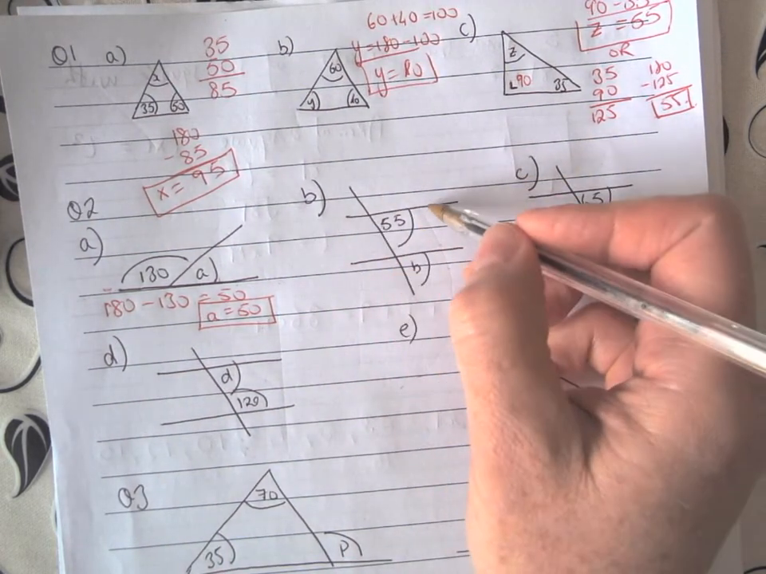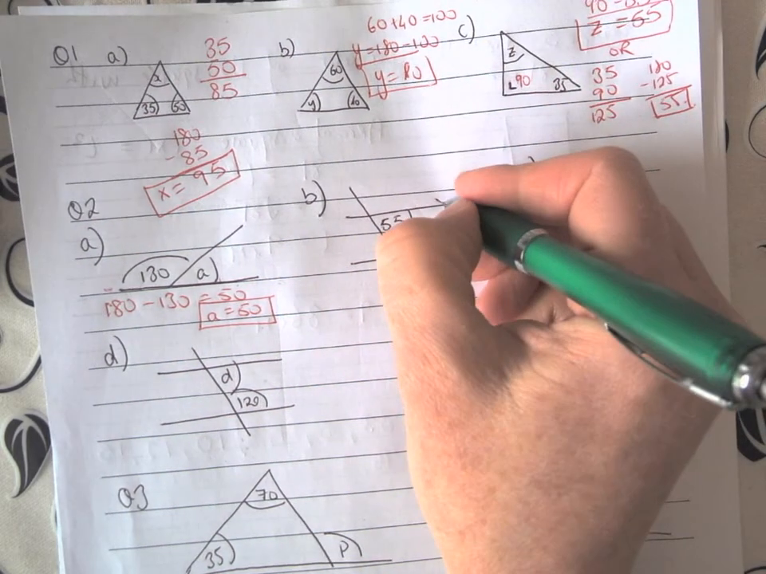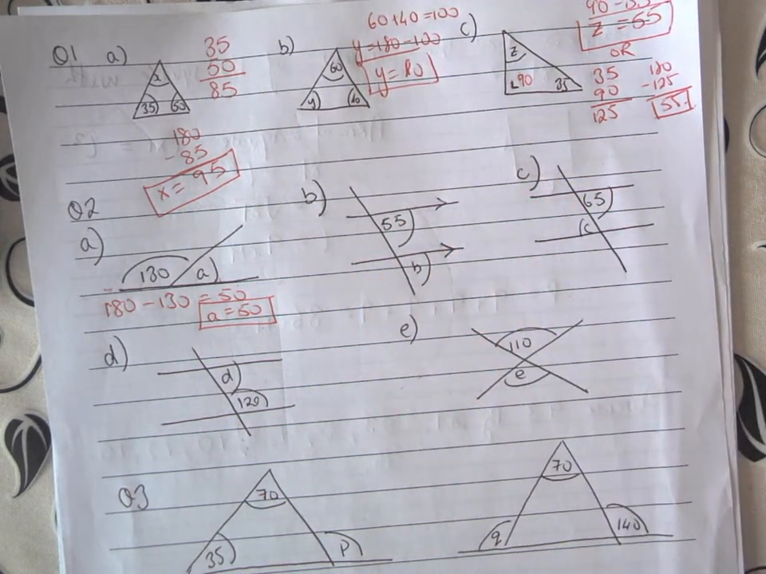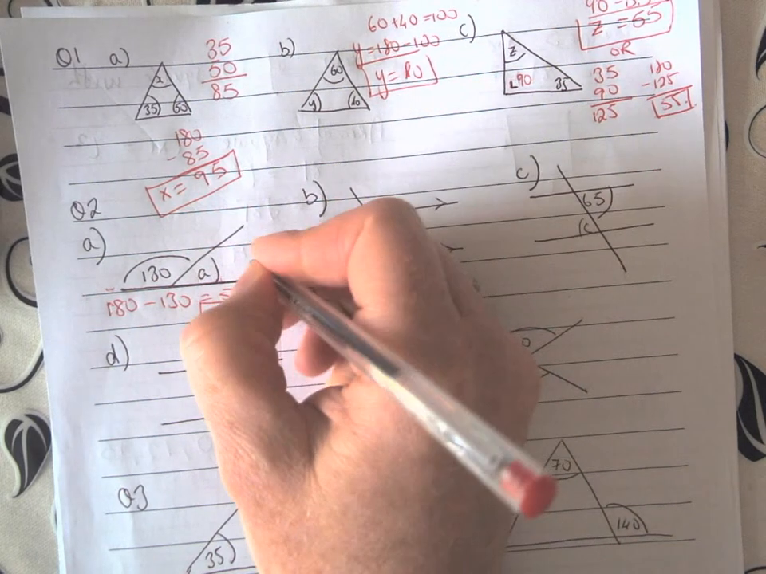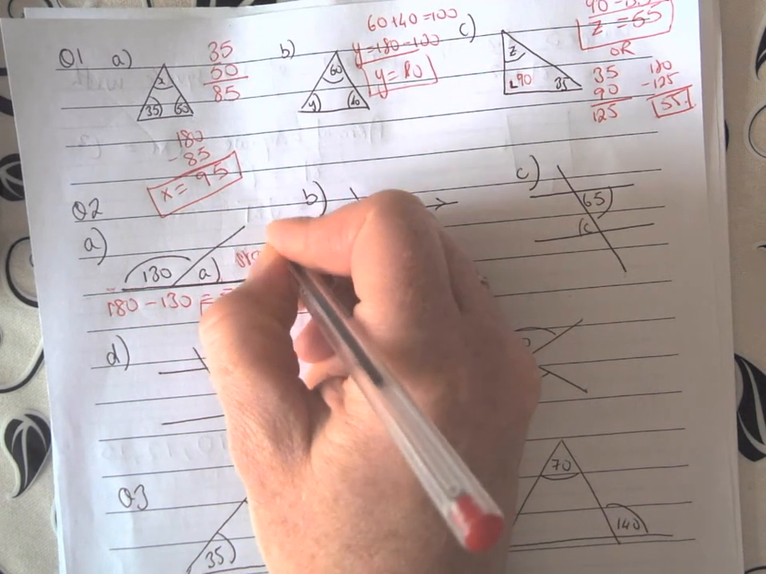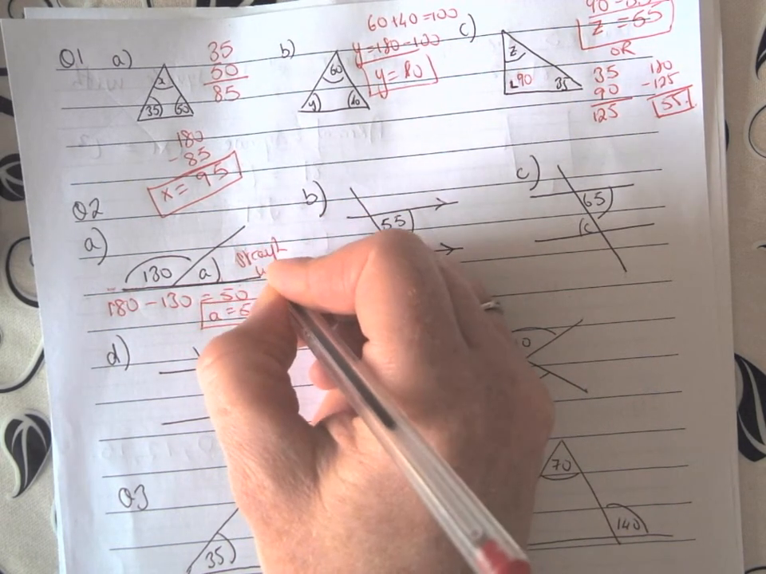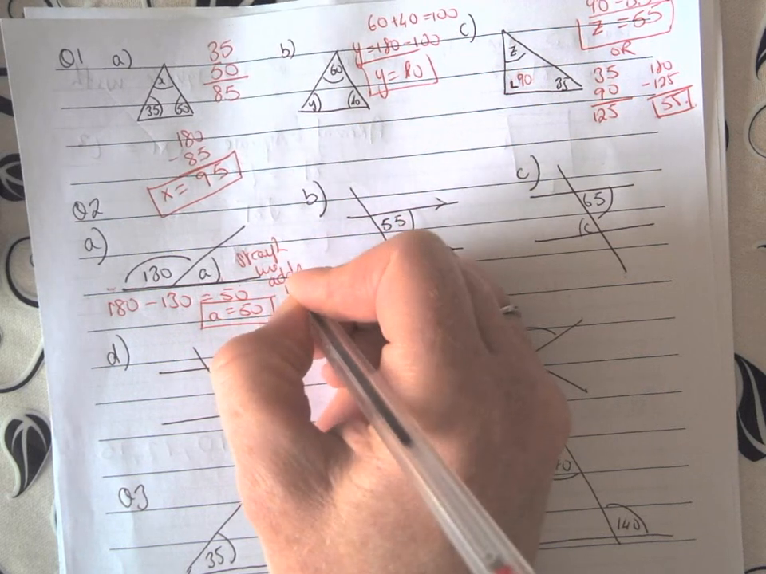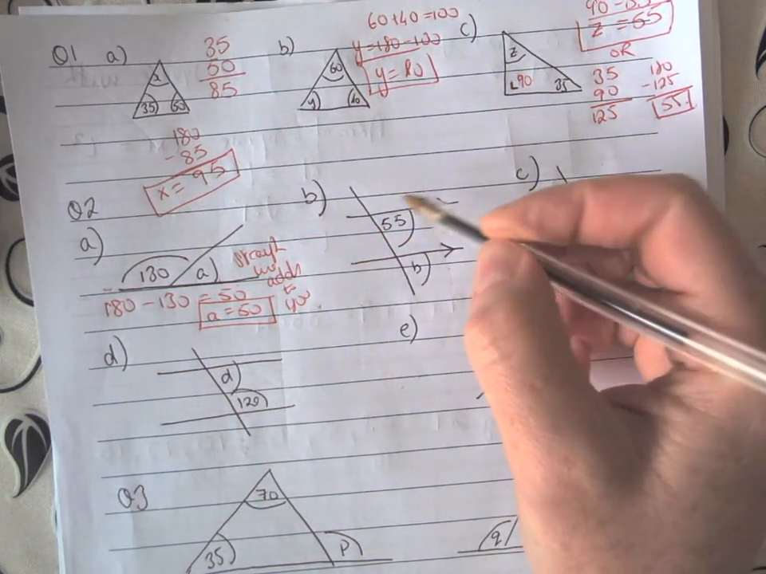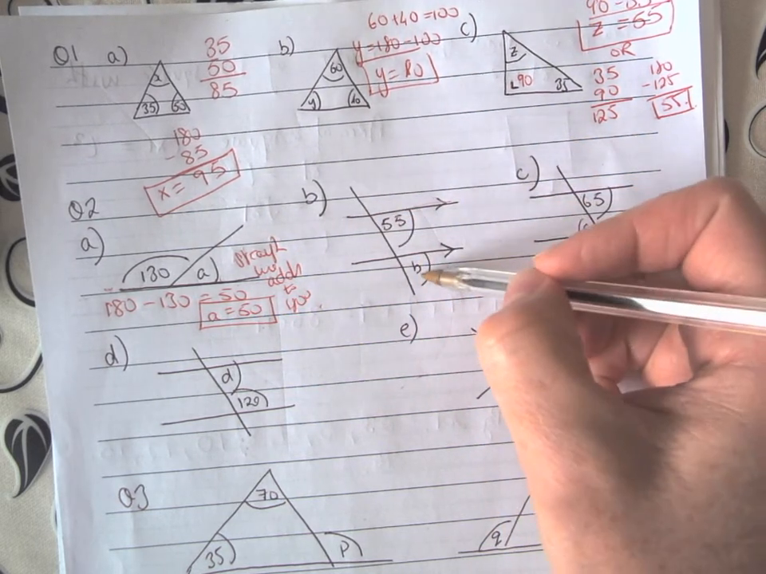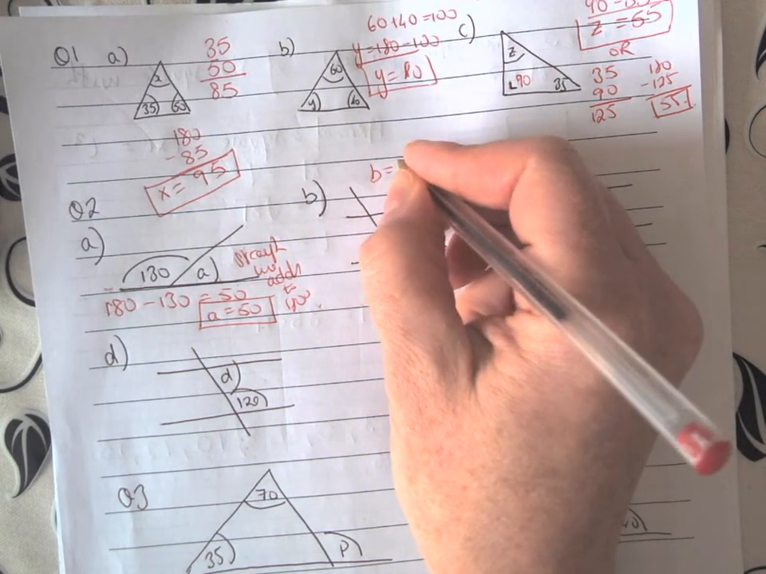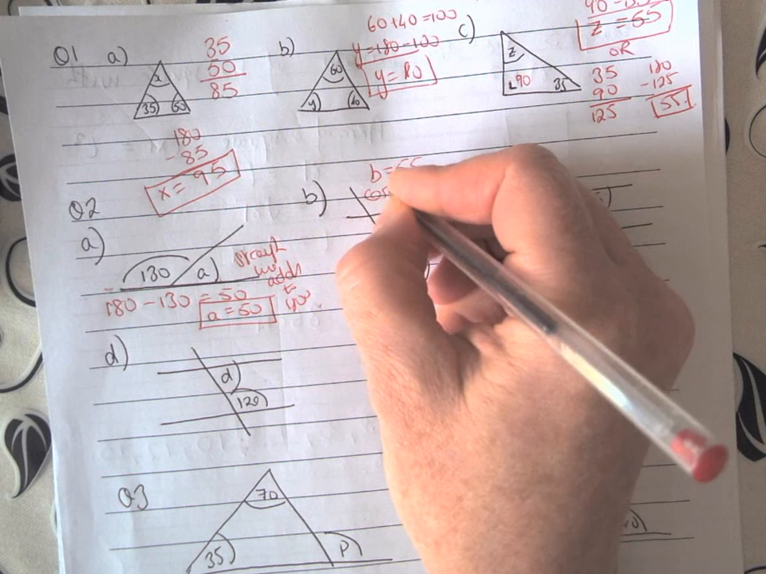Here we have our parallel lines, and we want to find, now I think these ones actually said y, so again you have to give a reason why. So straight line adds to 180 degrees. Here these are corresponding angles, they're in the same place, so B is 55, corresponding angles.